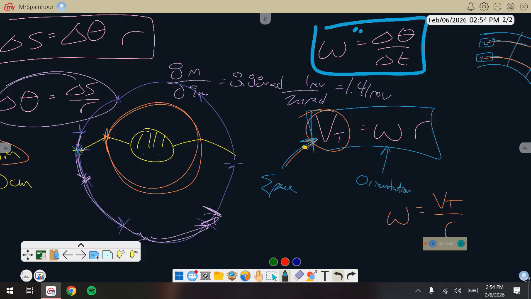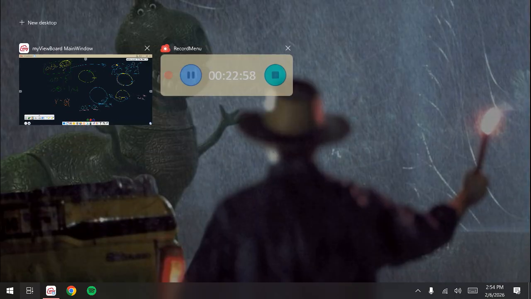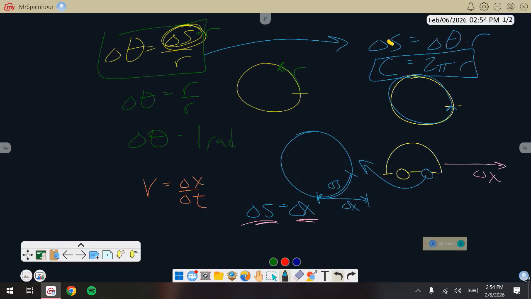Let's talk about that t real quick. Why the heck have I been discussing this as vt? Well, here it is. Velocity, you said yesterday, is delta x over delta t. In this particular example, that would be how much delta x the car travels in a certain amount of time. But this right here said that the arc length is going to have to travel the same distance as the car.